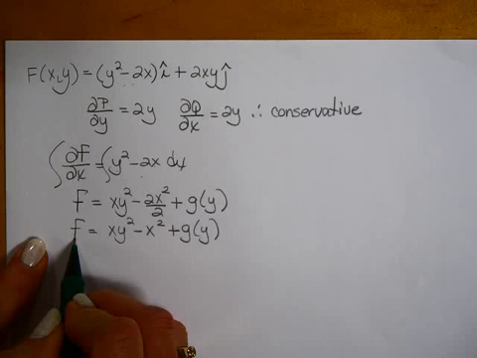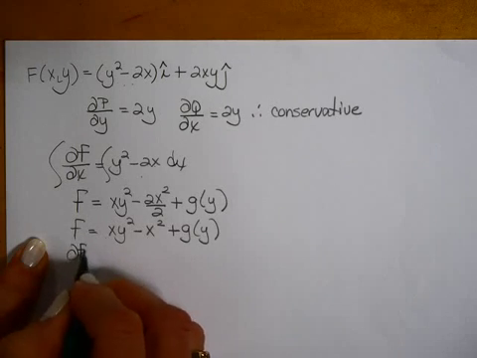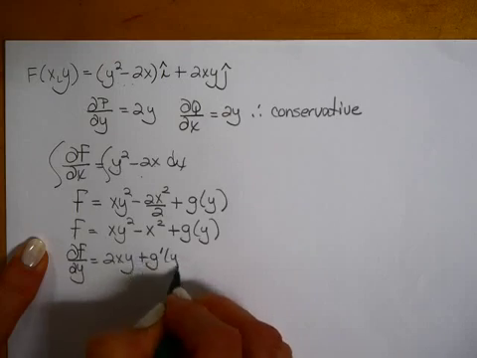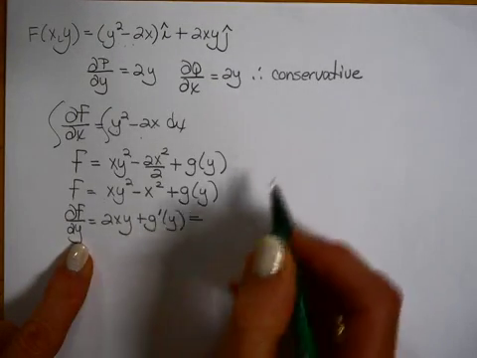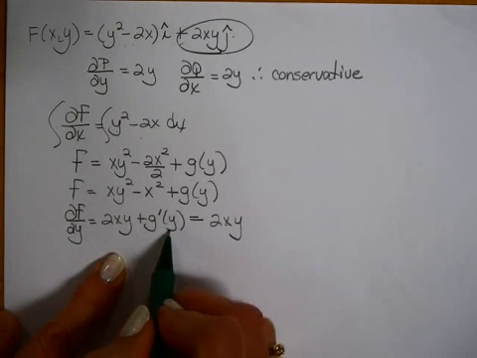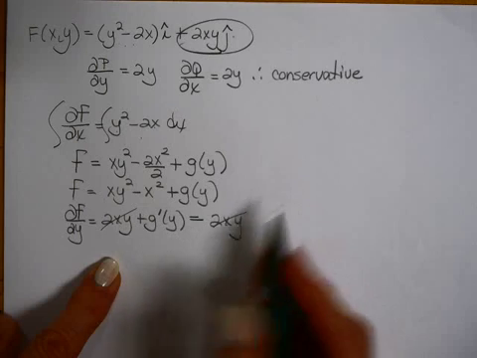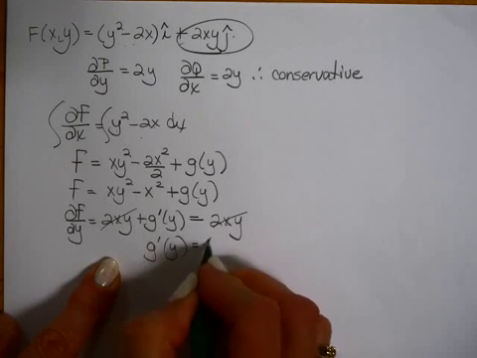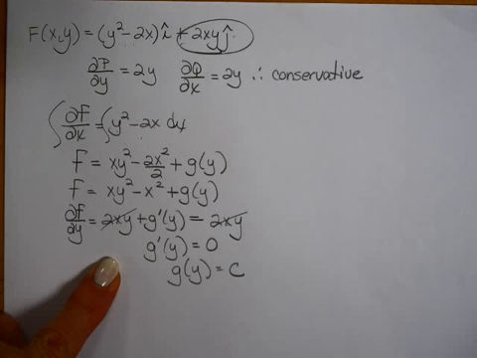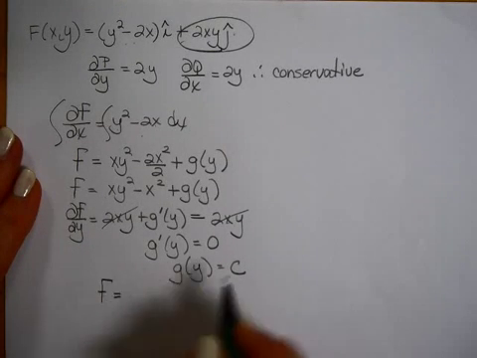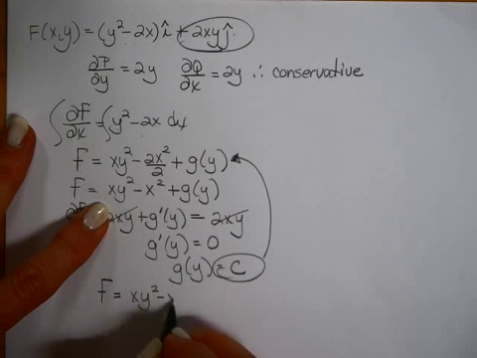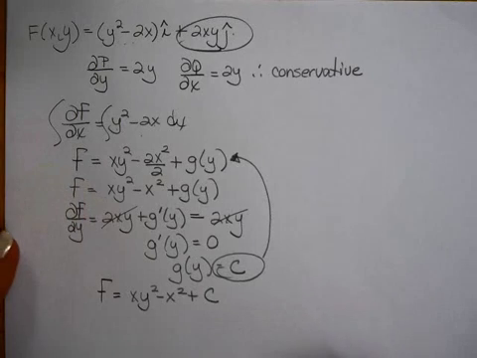Now what we do is take the partial of this with respect to y. That is 2xy plus g prime of y. And we're going to compare that to this part of the equation right here. We're trying to find what g of y is. These are the same. That leaves g prime to be 0, which means that g of y must have been a constant. So our potential function f is xy squared minus x squared plus a constant c.